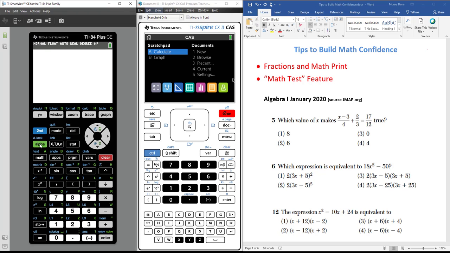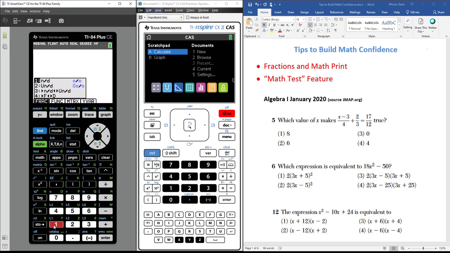Seven years ago or so, Math Print came out on the graphing calculators. Alpha, the green alpha key, followed by y equals, is a shortcut. Walmart, if you will. Walmart is a one-stop shop. You can do it all. You can get your groceries and your tires changed in the automotive department. We want one-stop shopping on fractions for the 84.